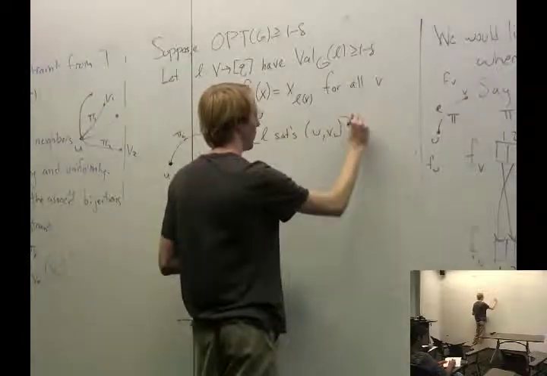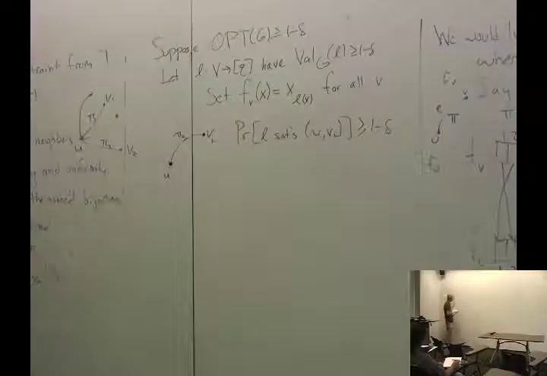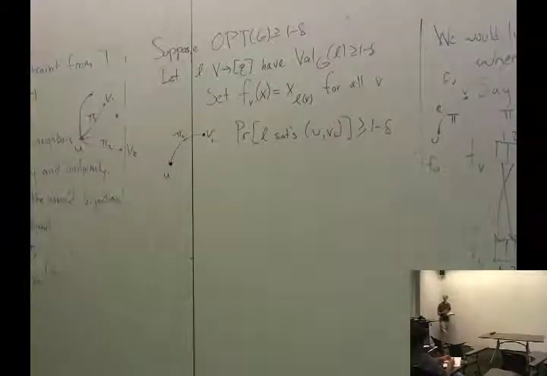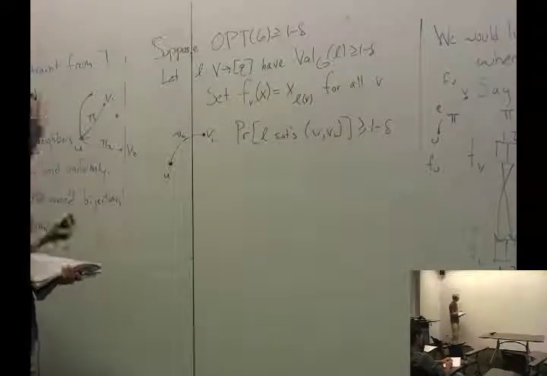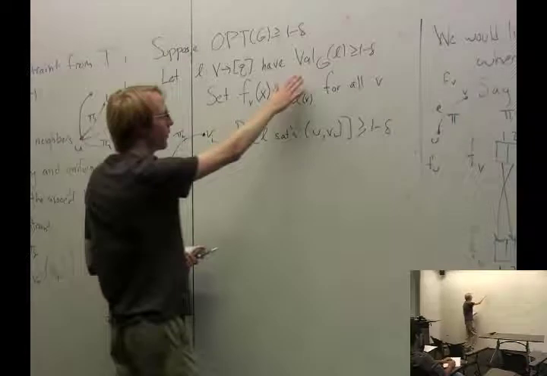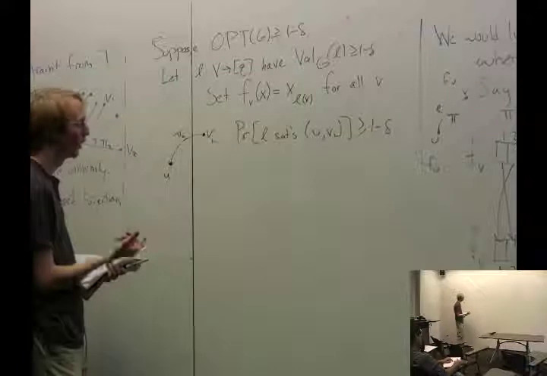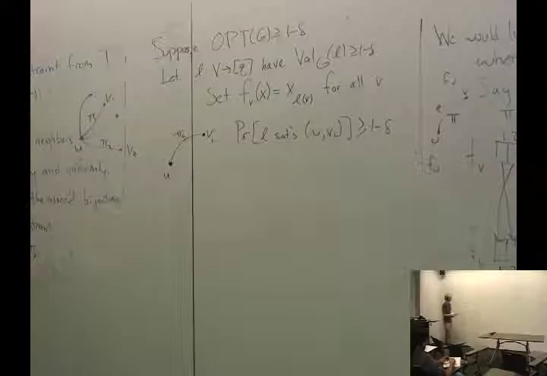UVI is actually at least 1 minus delta. And why is that? Well, if you remember, a long time ago I said you can assume this graph is regular. And so if you know anything about regular graphs, you know that if I sample a random vertex and then a random neighbor of that vertex, I get a uniformly random edge of my graph. And so basically I'm done, because by the definition of value of G, if I sample a uniformly random edge of G, then this assignment L will satisfy that edge with probability at least 1 minus delta.